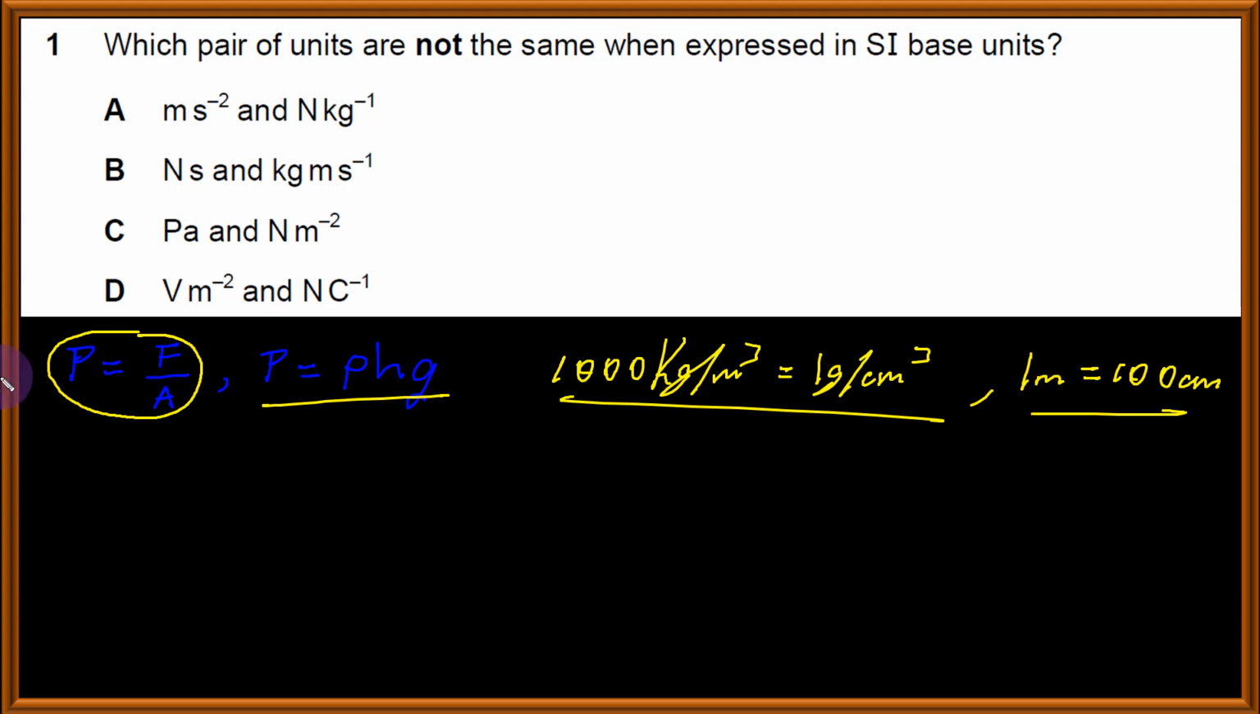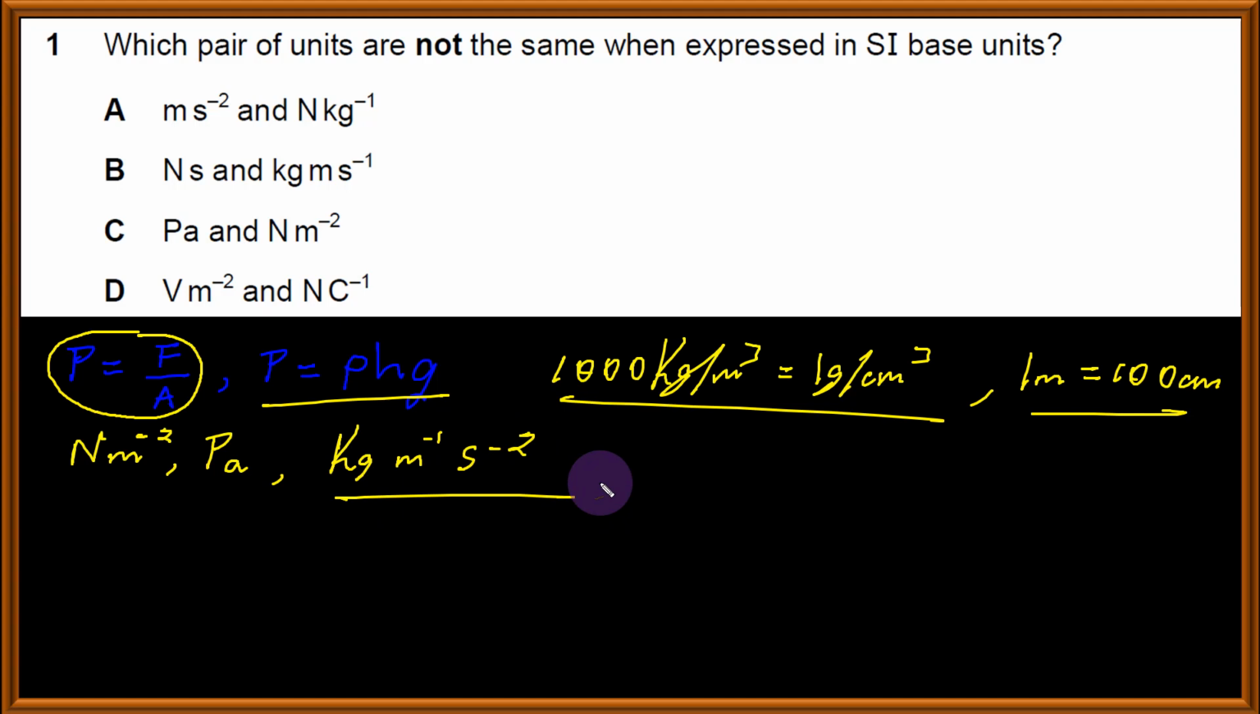The SI unit of pressure is newtons per meters squared. The SI unit of pressure can also be pascals. These are SI units of pressure. But the SI base unit of pressure is kilograms per meter per second squared. This is the SI base unit of pressure. So how is the SI base unit of a derived physical quantity obtained?